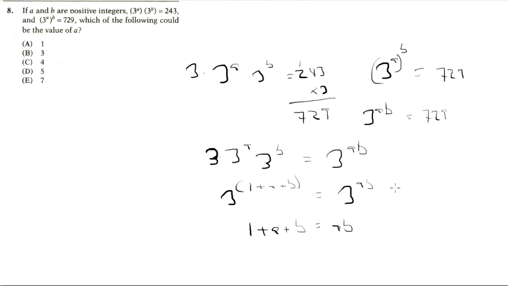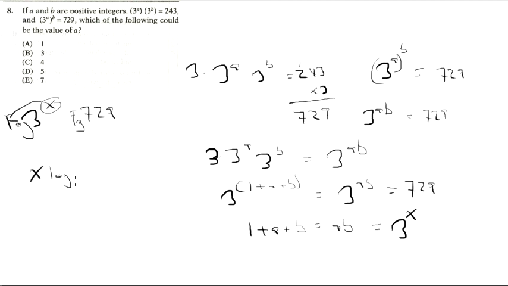Now we have to remember that all of this is equal to 729, which is probably going to be 3 to some power. So if we want to solve for that, 3 to the x equals 729. Take log of both sides. Since when you do log of 3 to a power, you can take the x and move it over here. So we have x log 3 equals log 729. x is log 729 divided by log 3.